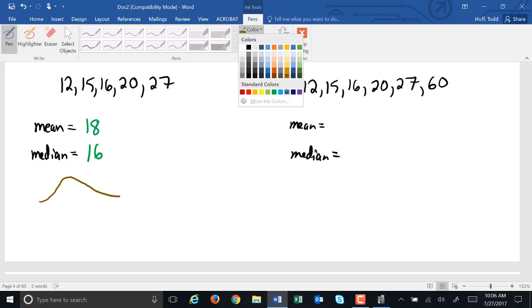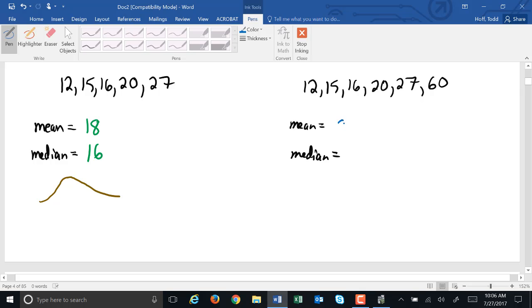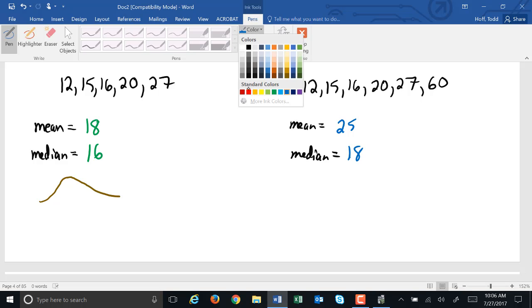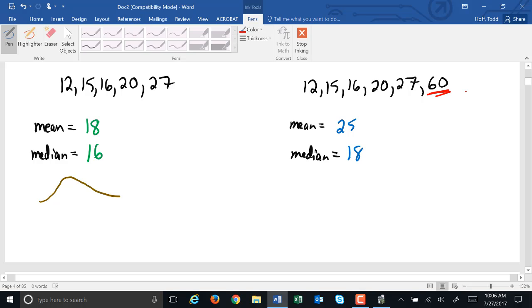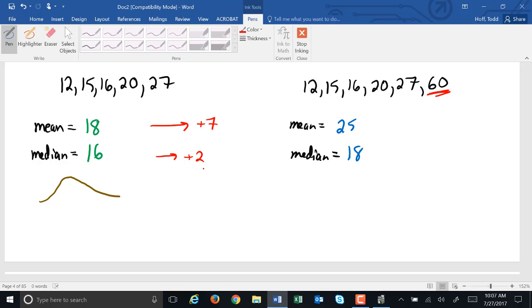For the second one here, the mean is 25 and the median is 18. That's extremely skewed. And of course, it would make sense that it's more skewed because we added that really large number of 60, which isn't even terribly huge, but you can see it changed the mean by 7. The median only changed by 2. So the median was less sensitive. The mean was more sensitive. And the median was more resistant. Well, the mean was less resistant to that large number. Again, that is what we call an outlier.